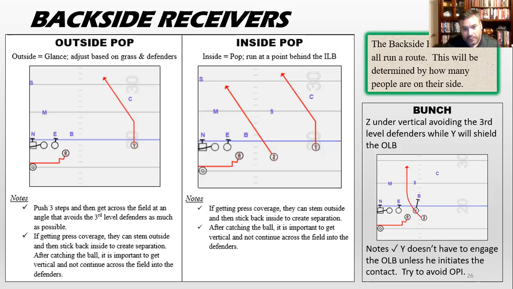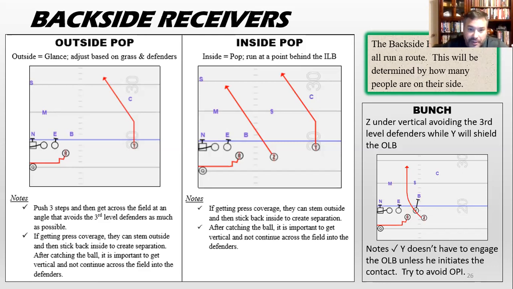So if you got a more technical way to do it, perfect. Do it that way. But what you're doing is the same thing I just said. You're going to avoid third-level defenders. You're going to put your body in a position where you can catch the football. Get press coverage, fast arms, fast feet, stem them outside, stick back inside, create separation. After catching the ball, get vertical. That's true whether you got press coverage or not.